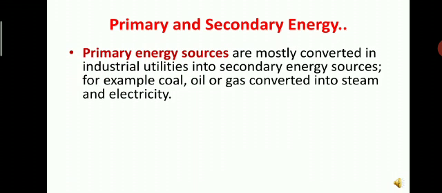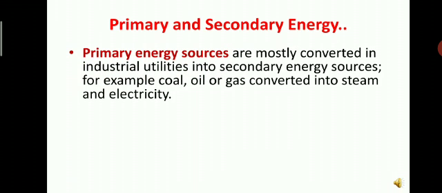Primary energy sources are mostly converted in industrial utilities into secondary sources. For example, coal or oil or gas converted into steam and electricity. So here we will see the use of coal. Coal is utilized for heating the water inside the boiler. From the boiler we will get the steam, and after that the steam is given to the steam turbine, where it is connected to the electricity generator, and from where we get the electricity.